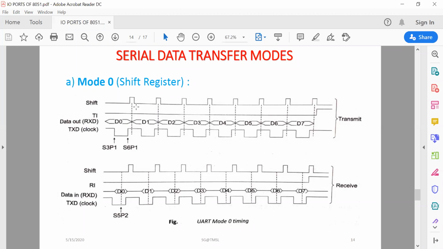So every state, this S means state. So every state of the clock cycle has 2 substates, P1, P2. So S3 has 2 substates, S3P1, S3P2, and then S6P1, S6P2. In this way, a maximum of 6 states are available, where a state is divided into 2 clock pulses, a subdivision of the clock pulse. So these are referred to by this state.